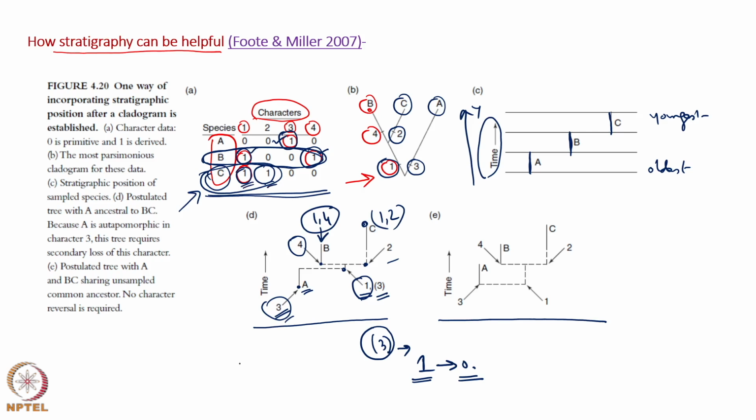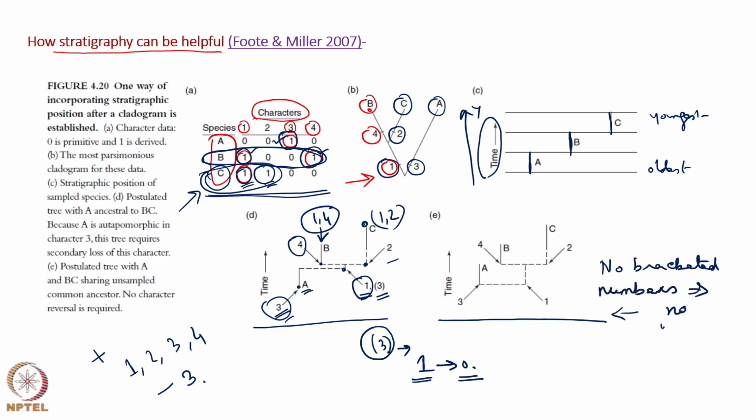So, what has happened? We have introduced the characters 1, 2, 3 and 4, and we removed character 3, whereas in this tree we are not removing any of the characters. How do I know? Because there are no bracketed numbers, and that means no characters removed. Let us start from here.